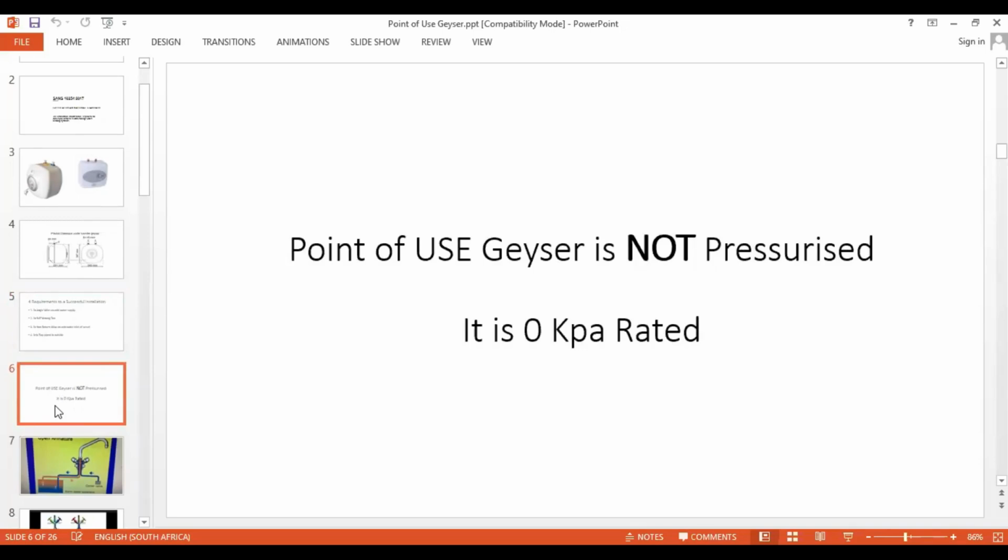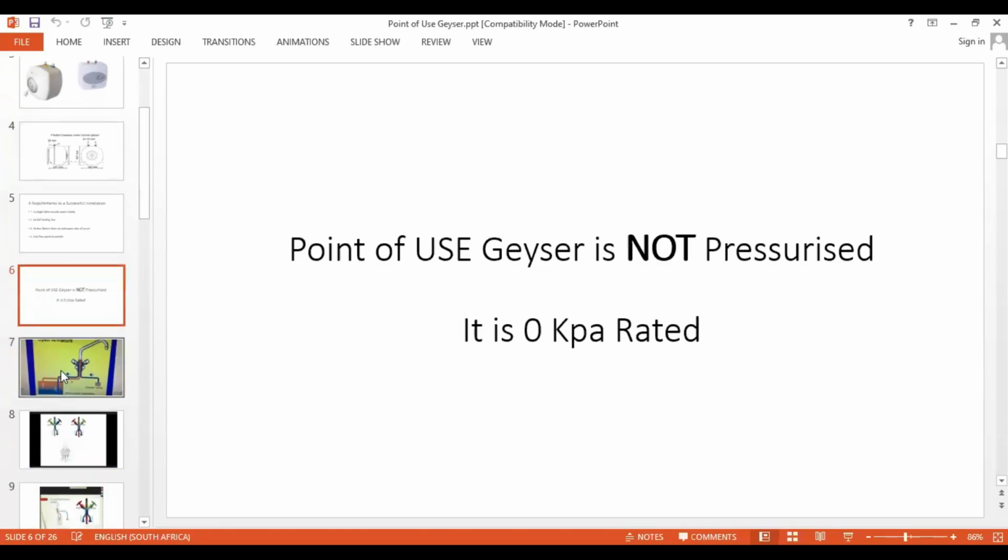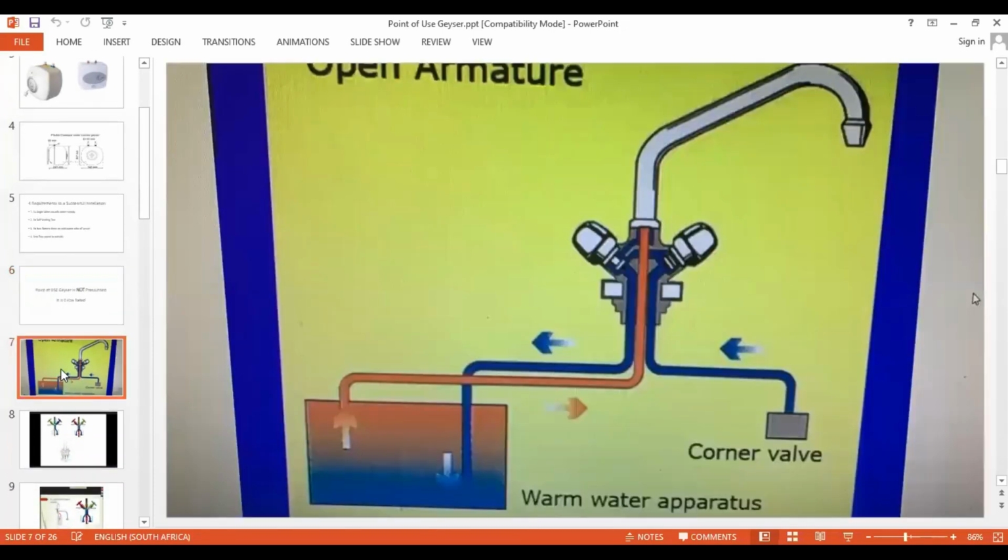The most important aspect of this hot water vessel is that the point of use geyser is not, and please remember, it is not a pressurized vessel. It is 0 kPa rated. That is very important to understand. And if you look at this picture, this is everything you need to understand and know about the installation. It's very, very simple.